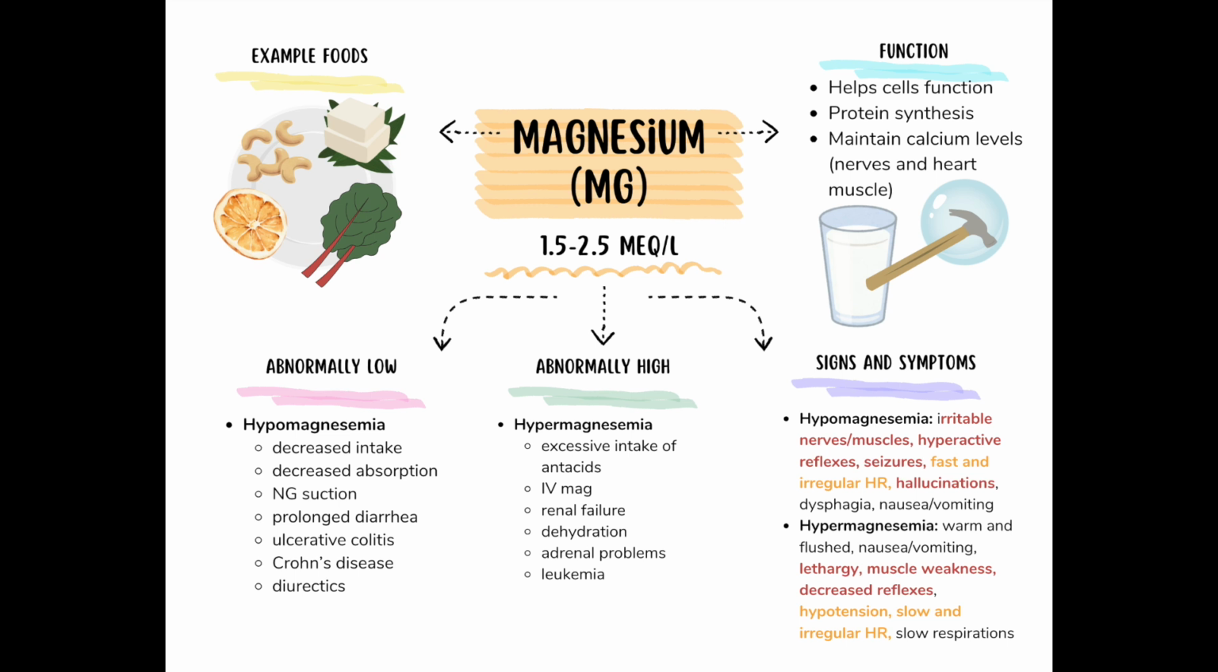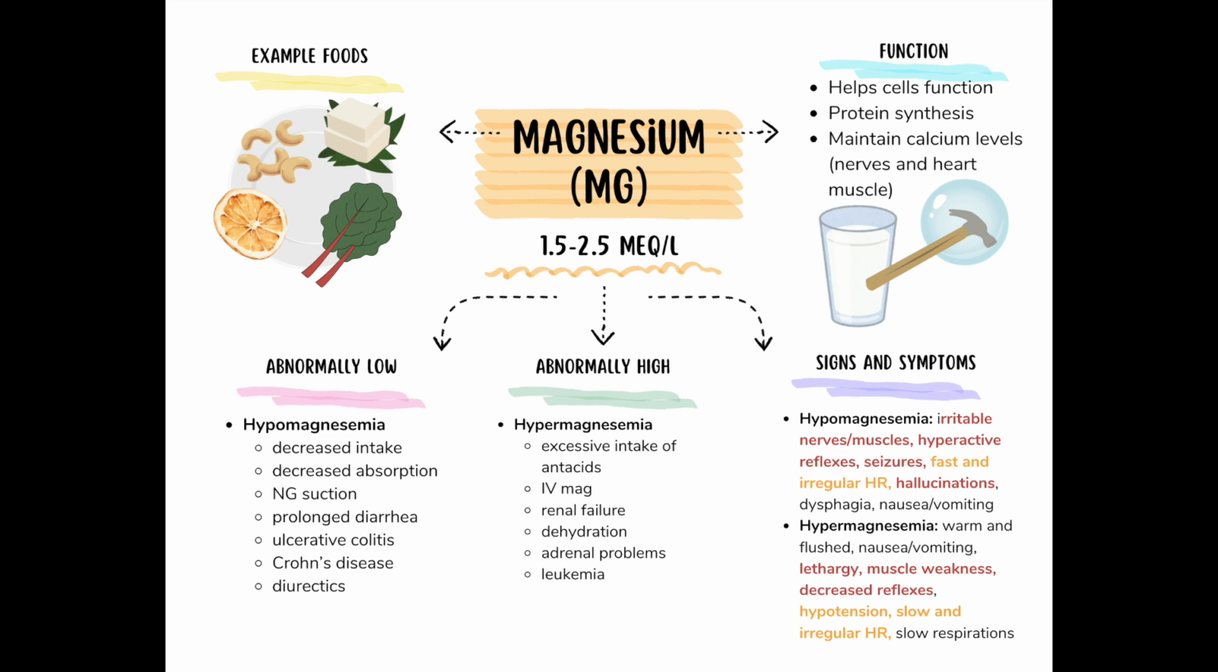Hypermagnesemia is for abnormally high magnesium. That could be excessive intake of antacids because antacids a lot of times contain magnesium. So if we take too many, our levels can get high. Sometimes we use IV magnesium to treat certain conditions like preeclampsia or asthma. Other causes are renal failure, dehydration, adrenal problems, issues with the adrenal gland, and leukemia.